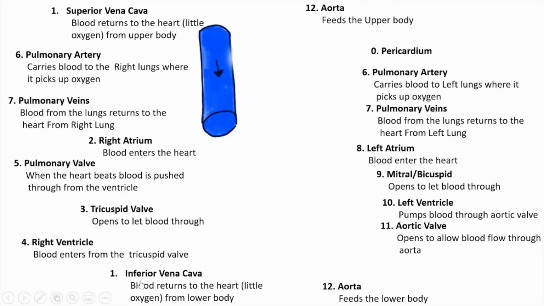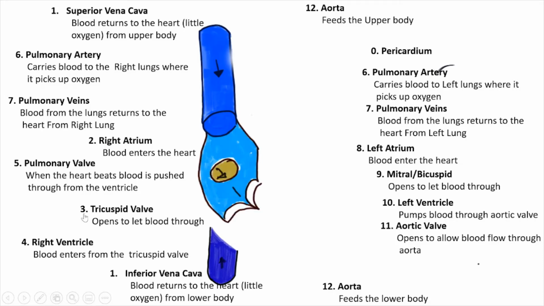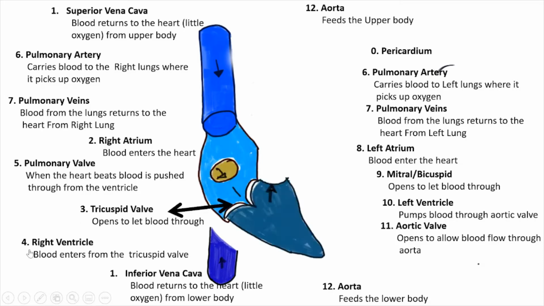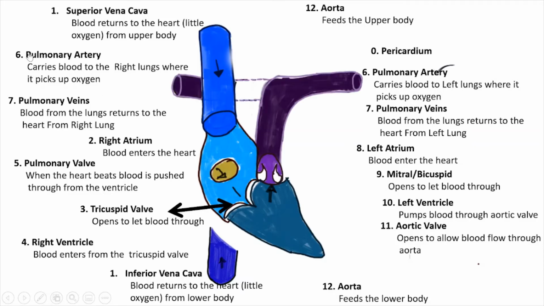So superior vena cava, inferior vena cava, right atrium, tricuspid valve, right ventricle, pulmonary valve, and then it goes into the pulmonary artery. Now, if you see these little things just like this, they are flaps so that the blood cannot go back into the ventricle or back into the atrium, because that could be hazardous to our health. So these flaps prevent the blood from backflow.